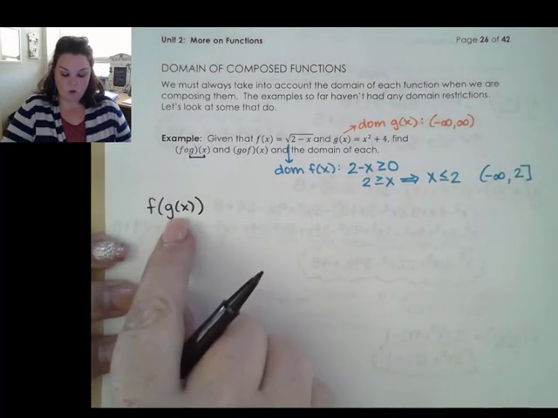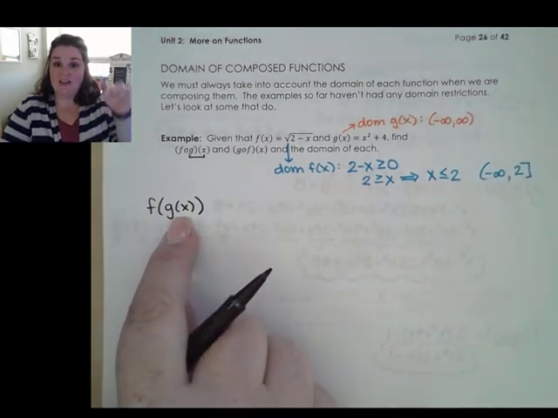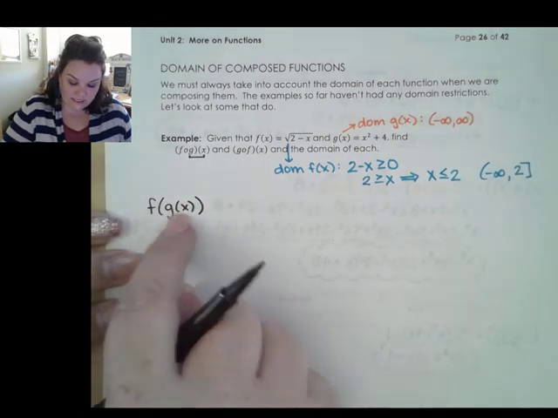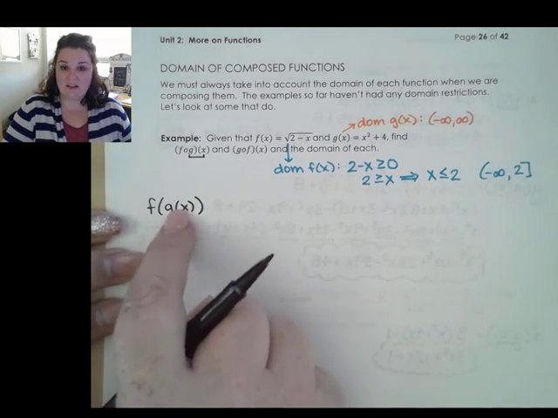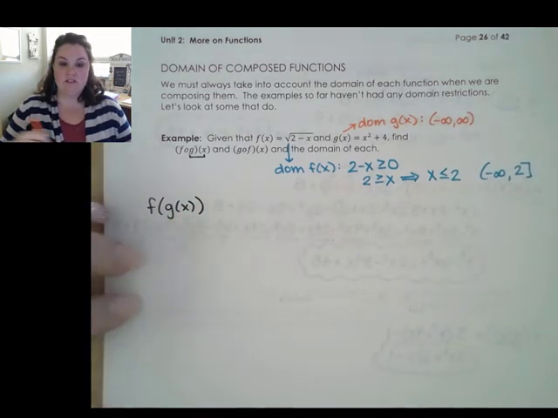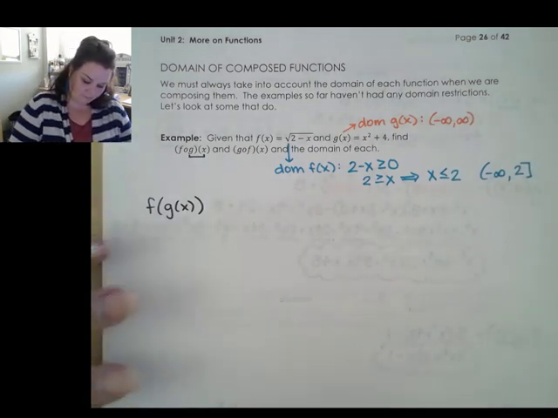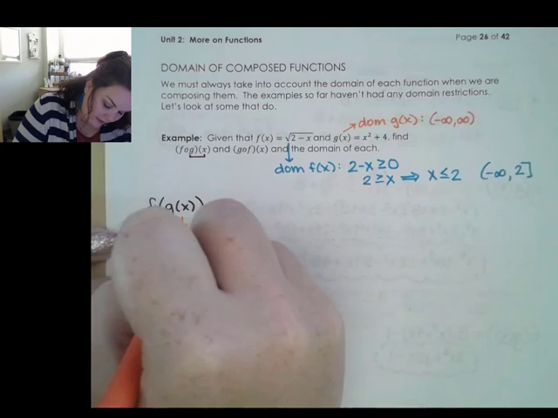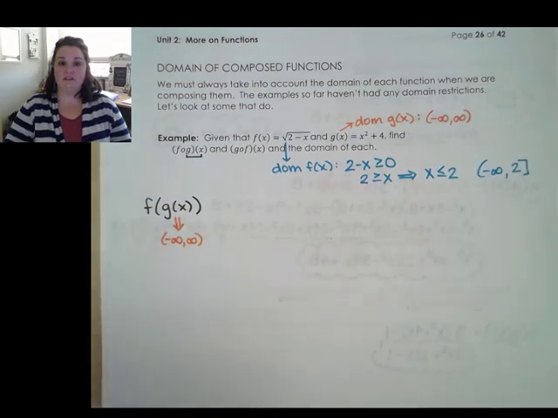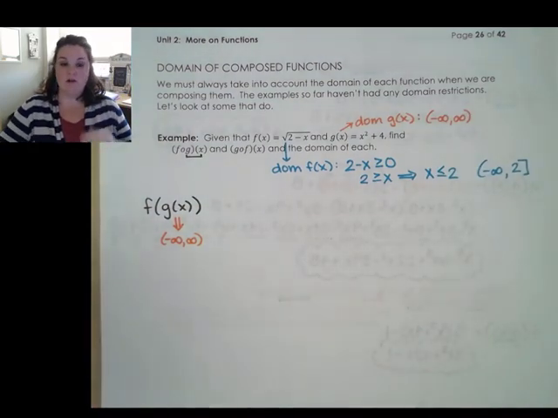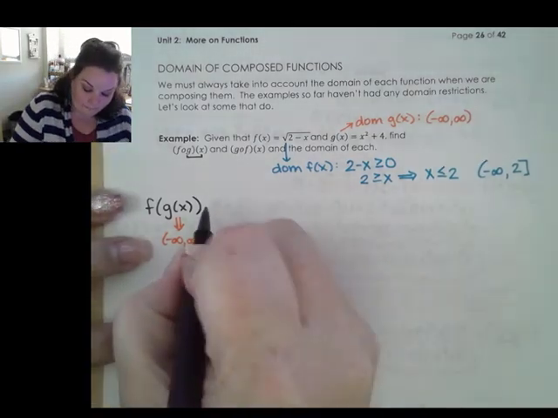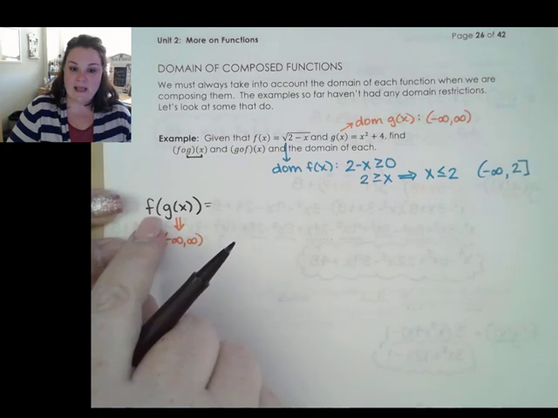Okay, now whichever function is on the inside, that's the function we're starting with, right? So whatever's in here, that's the domain that you're going to be starting with. So since we're starting with g, that means initially we can plug anything we want into our g of x function. So far we have no issues because we're plugging in g. G can use anything, right? But we're plugging that into our f function.